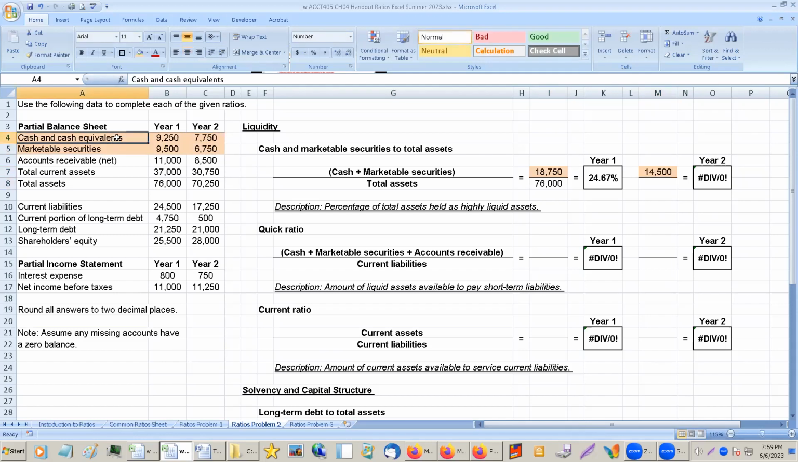Marketable securities are like when we buy stocks and bonds. And the reason why those are very close to cash is you can call up the brokerage firm and sell those within minutes. All right, so our cash is 24% of our assets in year one. It's 20% in year two, so that's a decrease. And you usually want that to, well, if you increase it, it's safer. If you decrease it, it's probably more profitable.